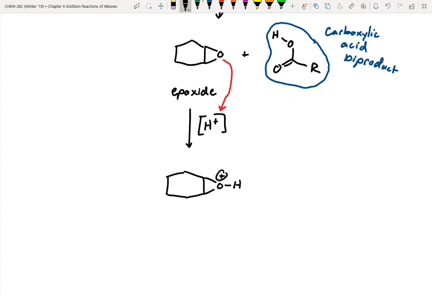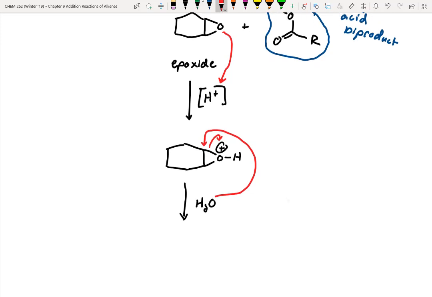So what we need to do next is have water attack in. But just like we saw before with that reaction where we had the bromonium ion with the positive charge, water can attack one of those sides. In this case, it doesn't matter. Each carbon is equally substituted, so it doesn't have a strong preference of one carbon over the other. And it's going to slingshot this open.